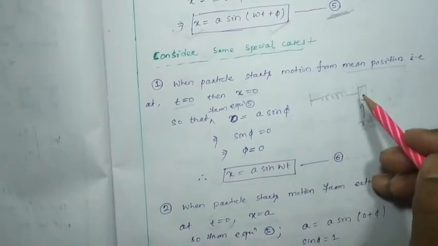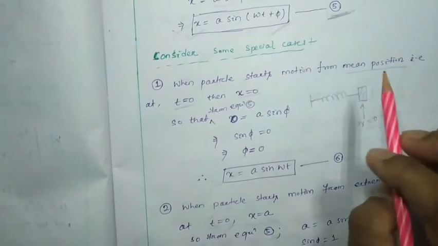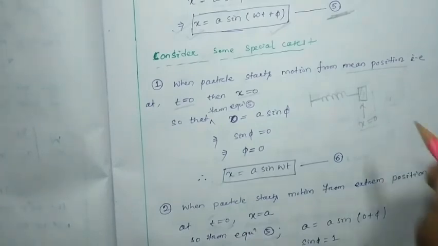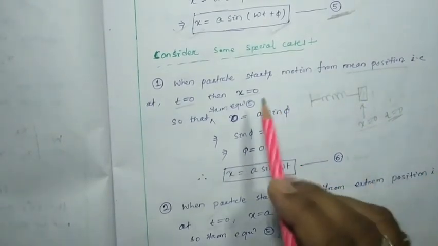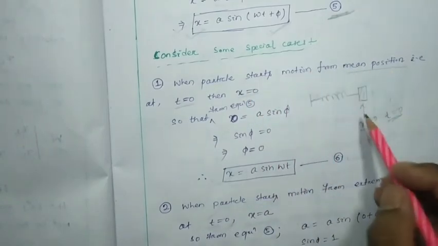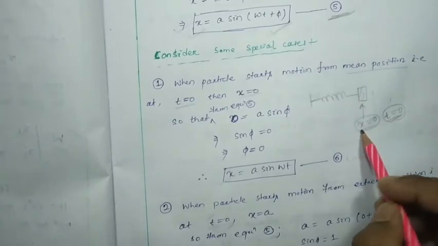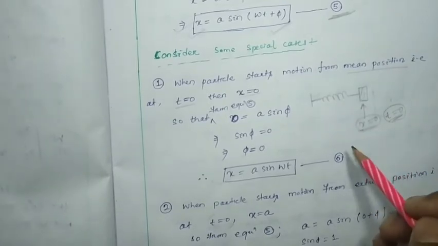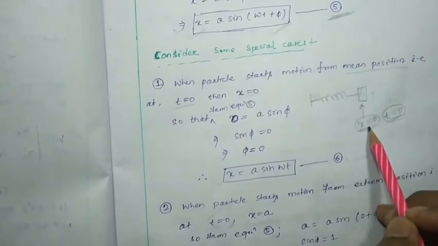If we say that something starts, that means time starts from that point. When something starts, at that time t equal to 0. So motion starts from the mean position. At time t equal to 0, the displacement is how much? 0. Or the position of the mass is where? x equal to 0.